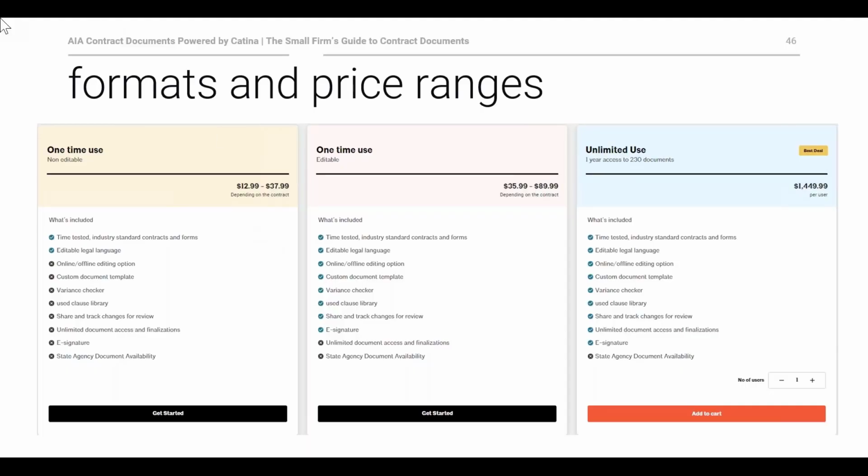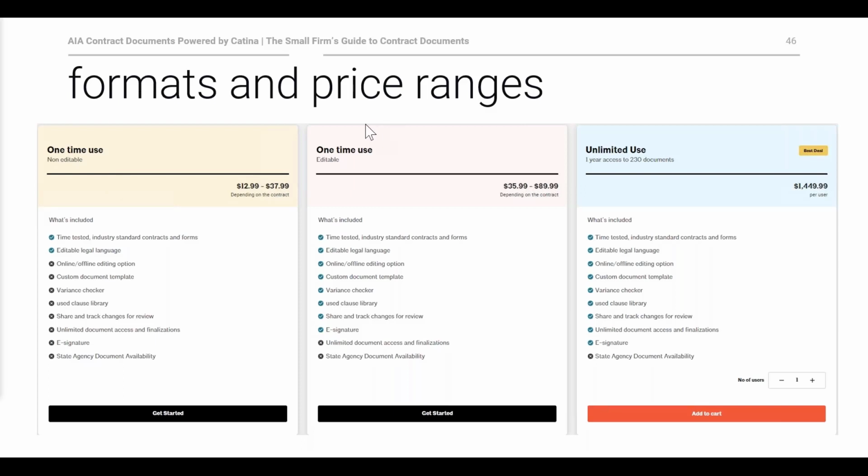So with our documents, we do have three pricing options. A lot of the things that Ken talked about, there's three ways to access these documents. We have a one-time use document. So basically this is non-editable. You would just purchase the document, you would input your project data, but you cannot edit the legal language.